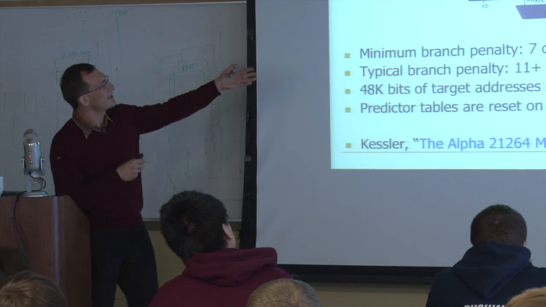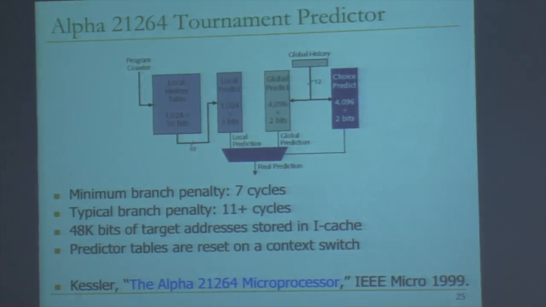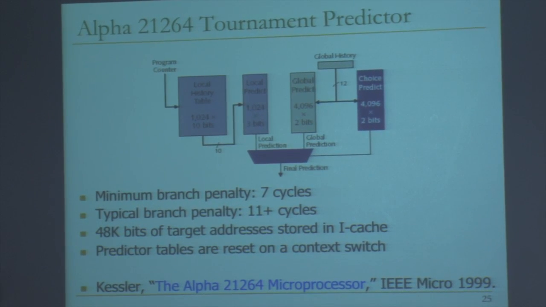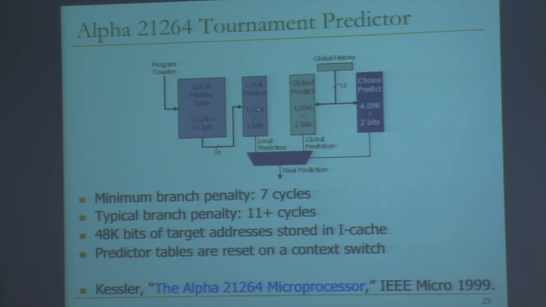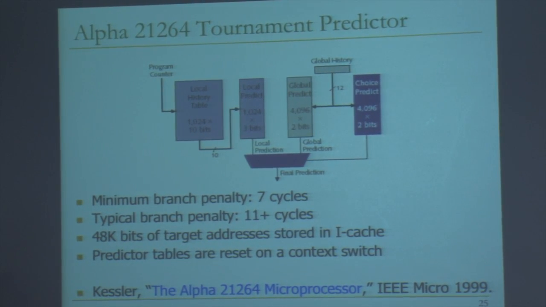Well, I'll give you a real implementation from the fastest processor of its time, Alpha 21264, which you should be reading soon. But this is their predictor. They called it the tournament predictor. And this is actually really implemented. Existing processors are very similar, except they add more stuff.